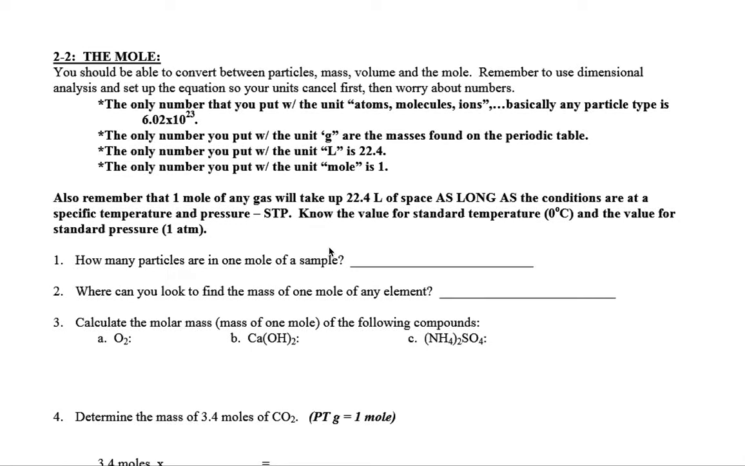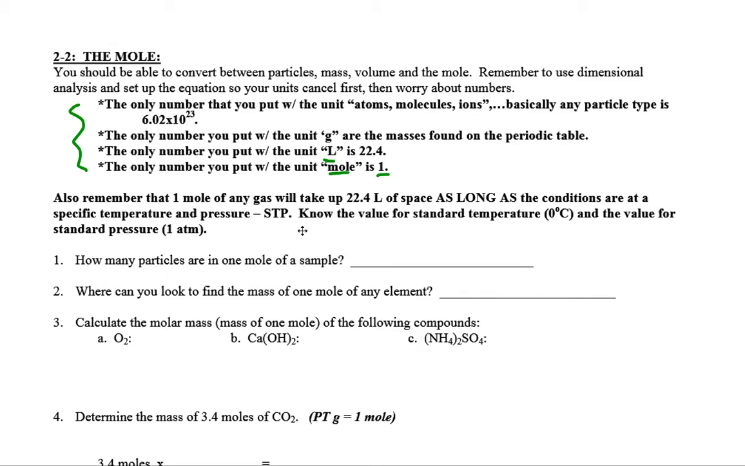All right, the mole. Please, please, please, please read this. This is unbelievably important. The only number you put with the unit atoms, molecules, ions, the little things, is 6.02. They go together. The only number you put with the unit grams is something found on the periodic table. The only number that goes with the unit liter is 22.4, and the only thing you put with the mole for now is a 1. So keep that in mind when you're doing the conversion factors in the dimensional analysis problems.